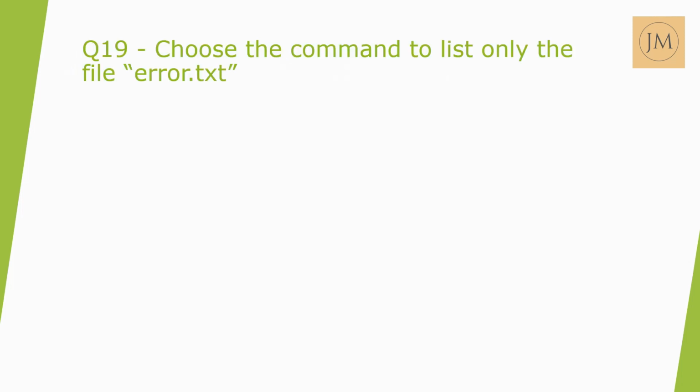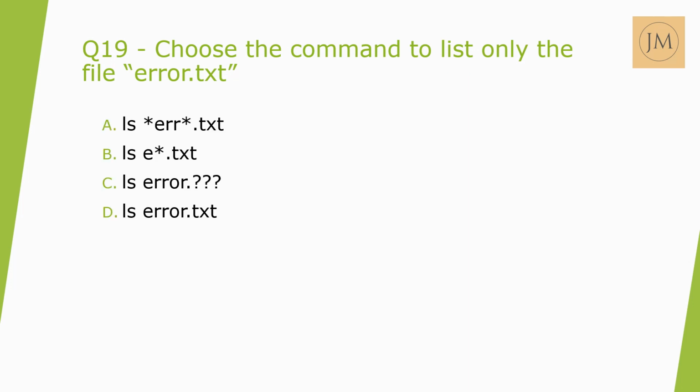Next question, choose the command to list only the file error.txt. So we have the option A, ls star err star dot txt, B, ls e star dot txt, C, ls error dot question mark 3 times, and D, ls error.txt. So the answer here is D, ls error.txt. So it will list only the file which has the name as error.txt.